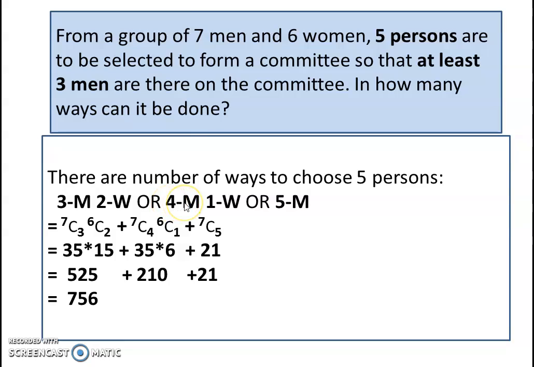To select 4 men out of 7, we have 7C4 ways. To select 1 woman out of 6, we have 6C1 ways. Then next, or we will add, and 5 men we can select in 7C5 ways. So here we are selecting 5 men out of 7, right? After calculating the value of these combinations, the answer is 756. It means we have 756 ways to form a committee of 5 persons, so that at least 3 men are there on the committee. Right?